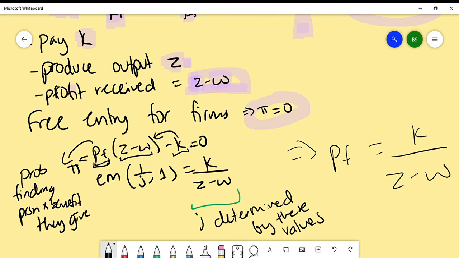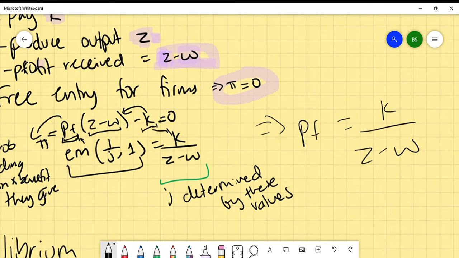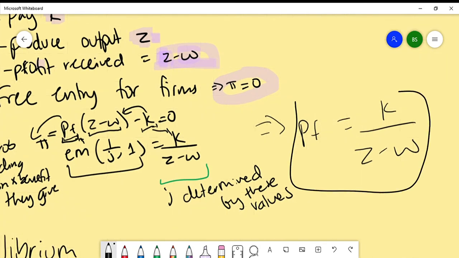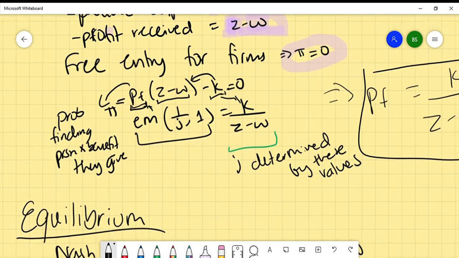Rearrange this, substitute EM 1 over J, 1 inside the PF function, and we get K over Z minus W. Cool. So a cool thing here is that we have PF equals K over Z minus W. Nice.